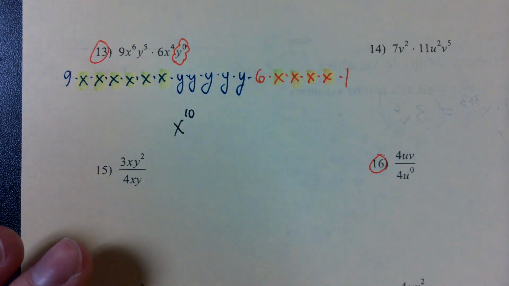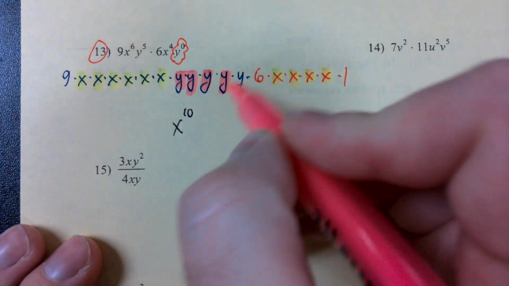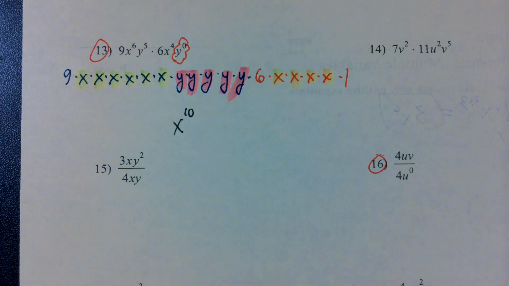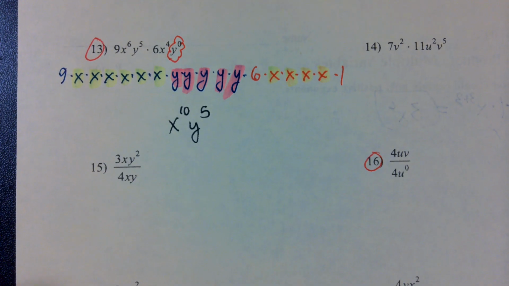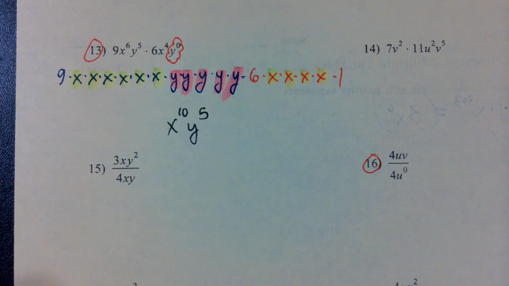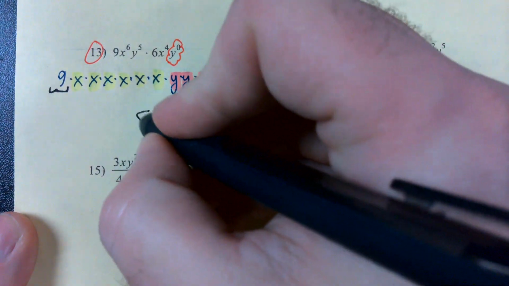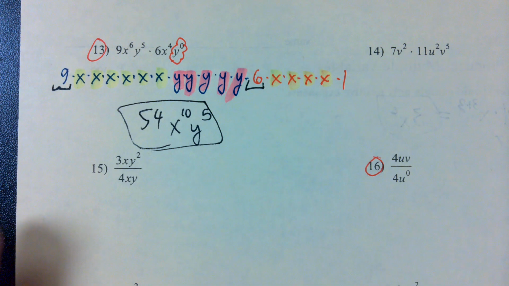How many y's do I have? 1, 2, 3, 4, 5. Double check and make sure you didn't put y to the 6th if you accidentally counted that y to the 0th. And then what's my coefficient in front going to be? It's going to be 9 times 6, which gives us 54. Just like that.